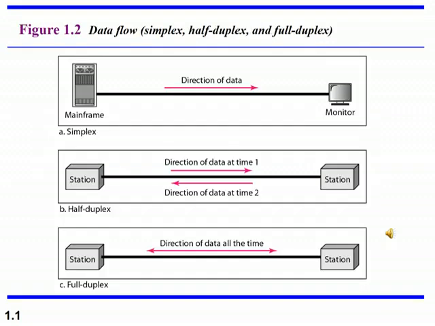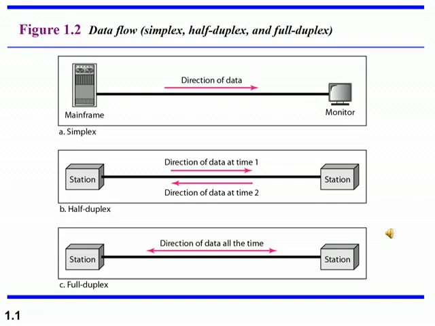You see the data flow can be simplex, half duplex, or full duplex. This means it depends on the direction of the data. From the mainframe computer, in this case, data are only coming from the mainframe computer to the monitor. This is the direction of the data. Between station and station, the data can go in two directions. Two directions can happen at the same time, or two directions at different times.